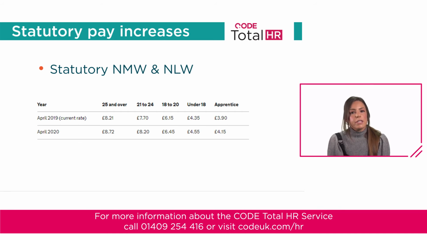There are going to be some statutory pay increases in April to the national minimum wage and the national living wage. As of April, the national living wage for anybody 25 and over will increase from £8.21 to £8.72. Anybody aged 21 to 24 will increase from £7.70 to £8.20. Anybody aged 18 to 20 will increase from £6.15 to £6.45. Anybody under the age of 18 will increase from £4.35 to £4.55. And the apprentice wage will increase from £3.90 to £4.15.